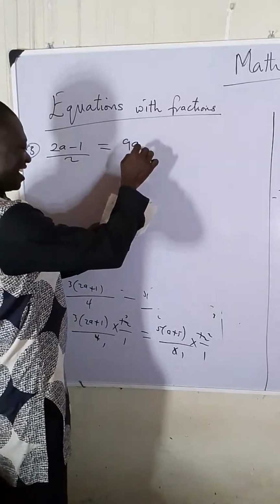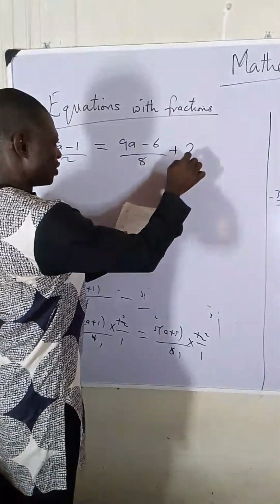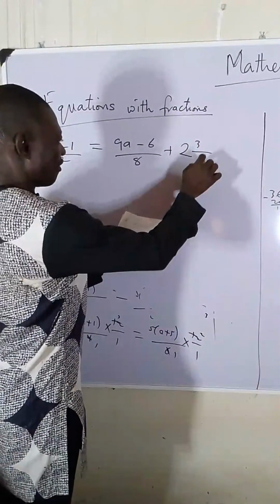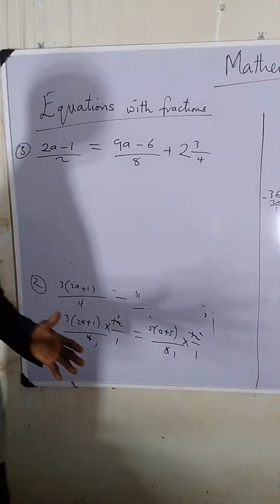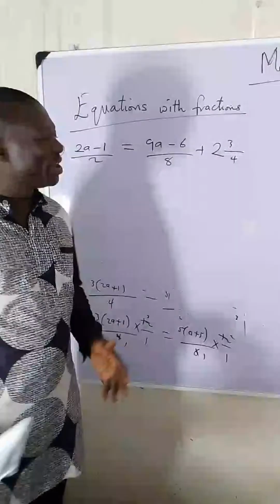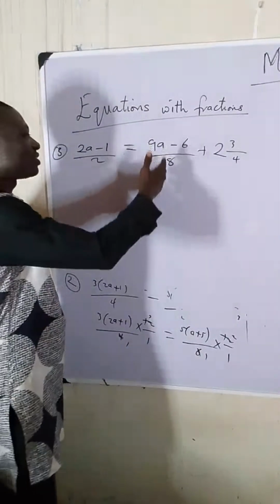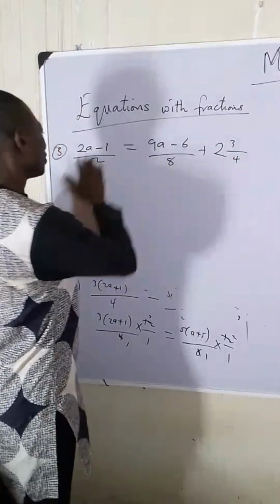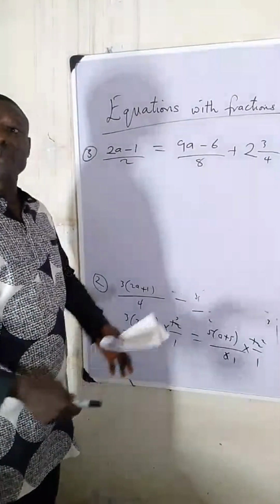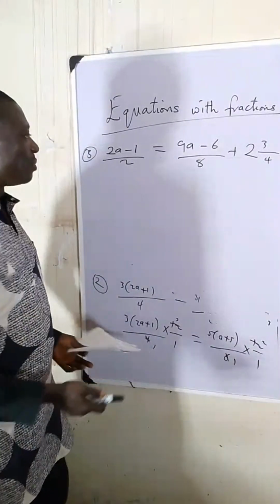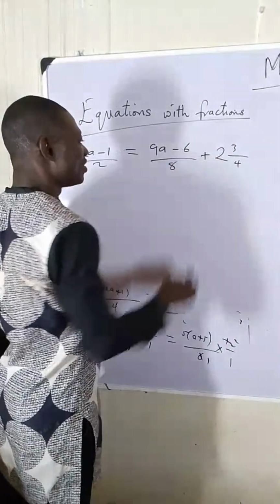Okay, 9a minus 6 over 8 plus 2 whole number 3 over 4. All right, this is what we have. And this is a good example of what I was saying, that we cannot use cross multiplication for something like this. We have 2 fractions on the right hand side, 1 fraction on the left. And so when we start cross multiplication, how do we cross and how do we multiply? Because of that, we are going to use only the LCM method here.